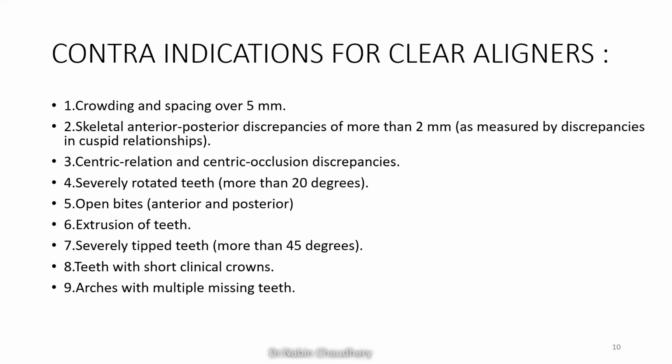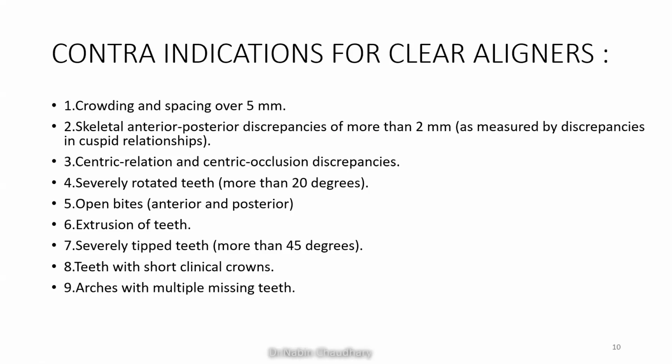However, the contraindications include crowding and spacing of more than 5 mm, and if there is a skeletal anterior posterior discrepancy of more than 2 mm when measured at the cuspid relation between the maxilla and mandible. Also, if there is a centric relation and centric occlusion discrepancy, then it is contraindicated. When there is more than 20 degrees of rotation, and also an open bite, it is contraindicated. Also, extrusion of teeth was initially contraindicated. When the tipping of teeth is more than 45 degrees, it is contraindicated. And teeth with a short clinical crown are also contraindicated, because a short clinical crown has not enough grip for the clear aligners to move the tooth.